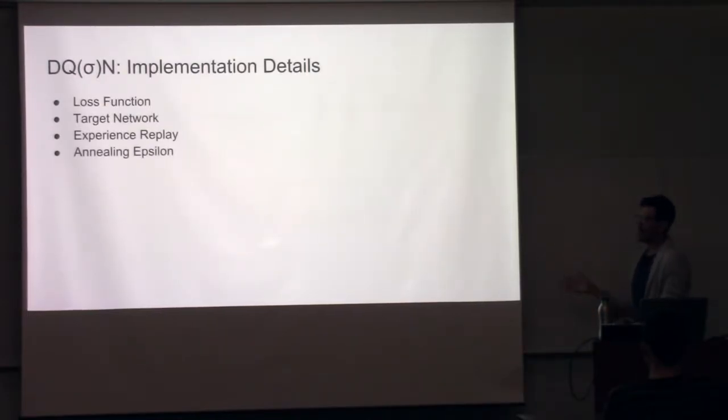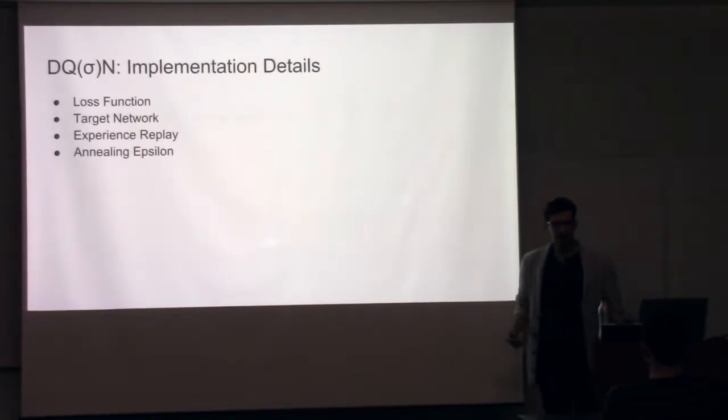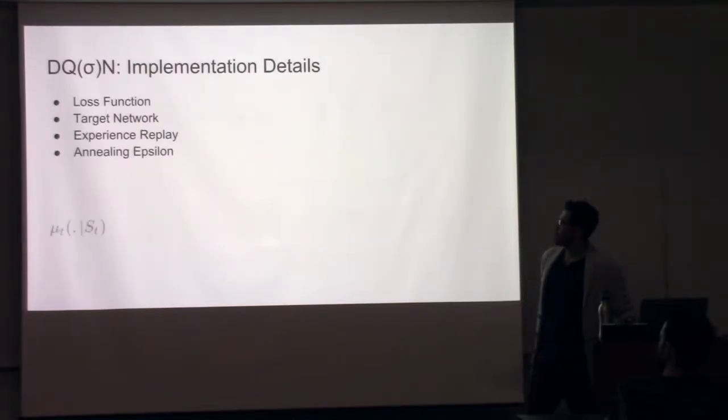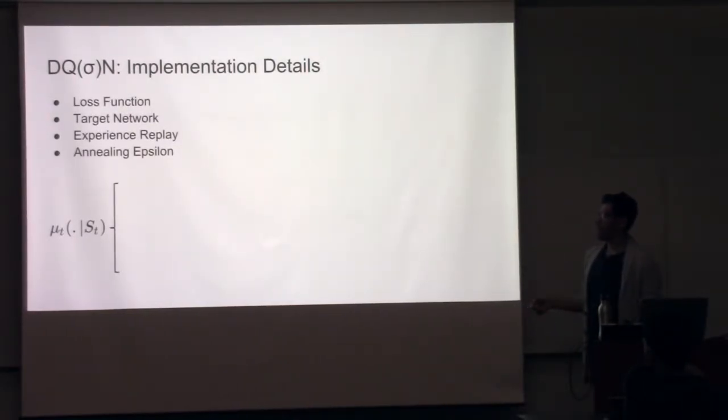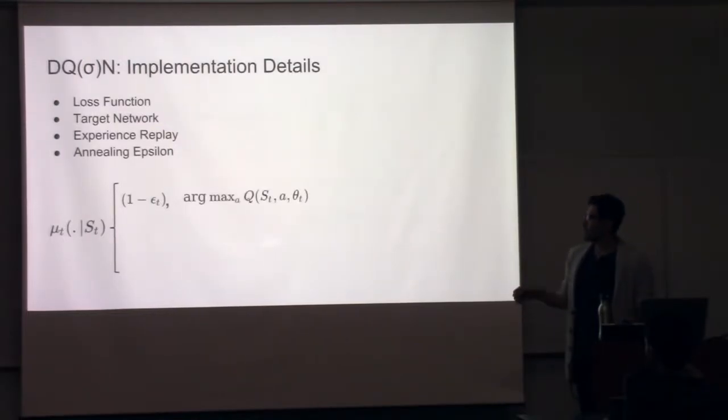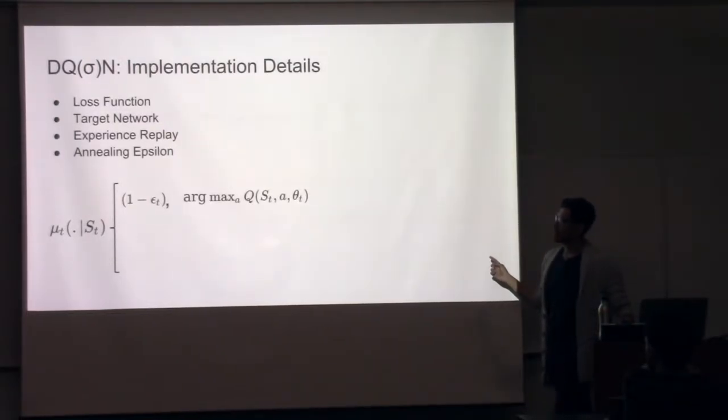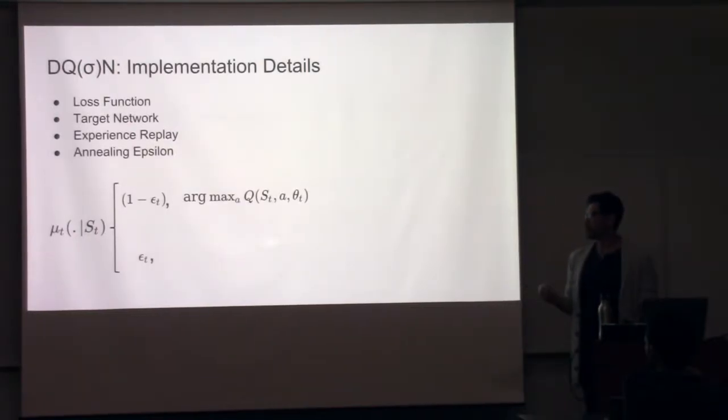Okay, and finally, the last thing that we need to consider is annealing epsilon. The DQN agent doesn't actually behave according to the policy whose values it is trying to estimate. It behaves according to a behavior policy, mu t, which is an epsilon-greedy policy that, with probability 1 minus epsilon t, chooses the action that maximizes the current estimate of the action value function. And with probability epsilon t, it just chooses a random action.